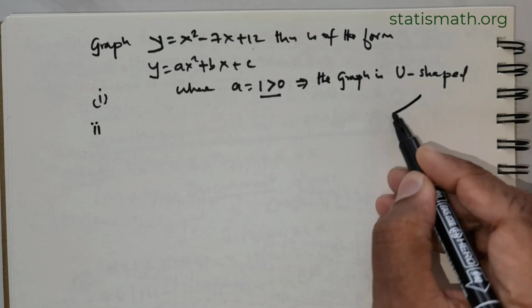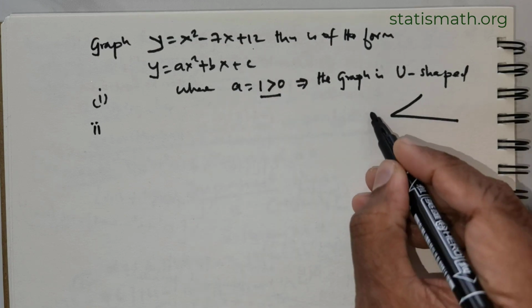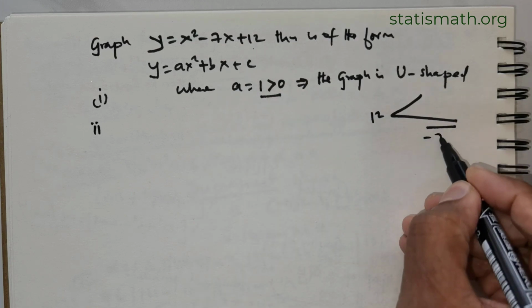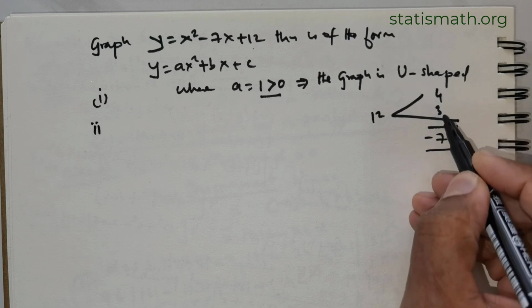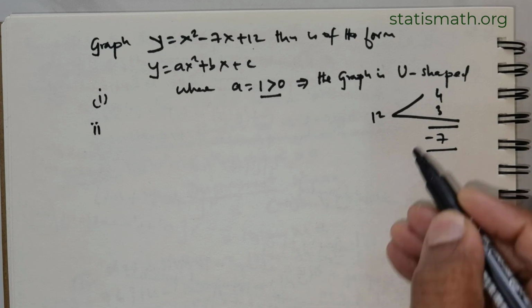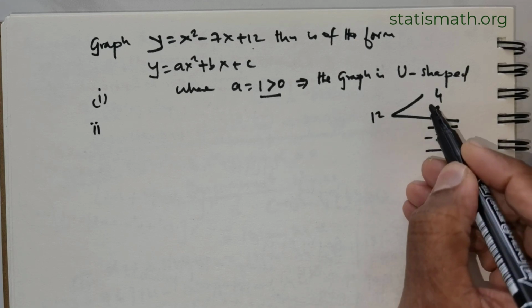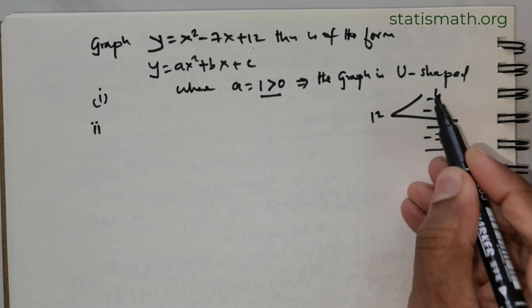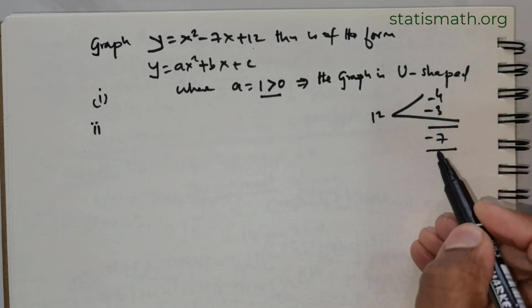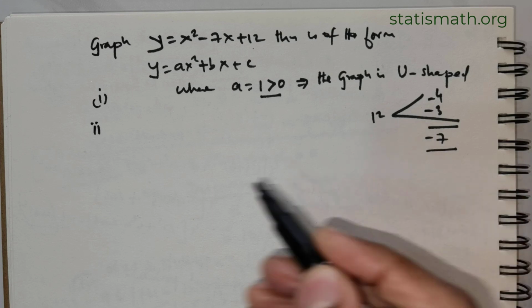So it's going to be 12 there and negative 7. I need to find two numbers which when added give me negative 7 and which when multiplied would give me 12. So clearly you can place the negative sign. When you add, you get negative 7. When you multiply, you get 12.